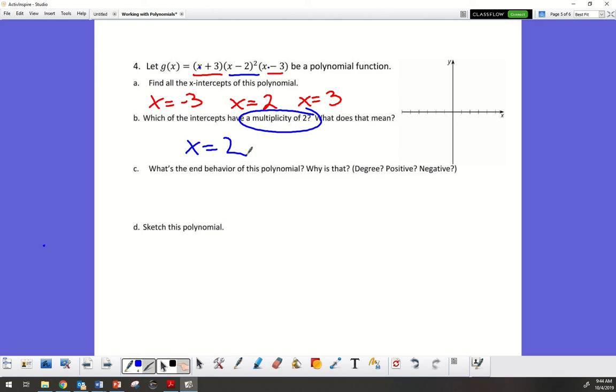Yes, it is the bounce. It goes to the x-axis, and it bounces off. It doesn't go through, it bounces off. Okay? So, there is a bounce at x equals 2. What is the end behavior?